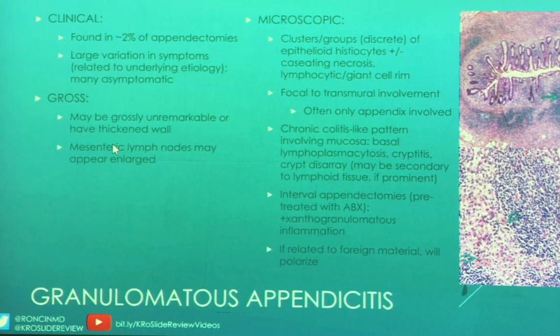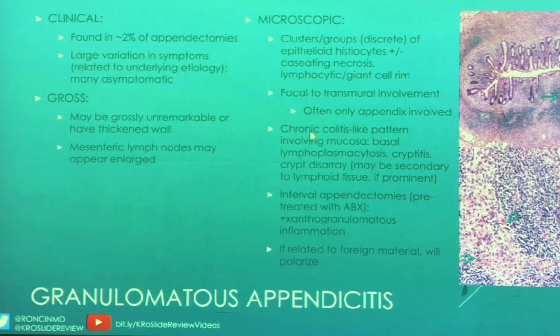This is inflammatory, it's reactive, and as we saw, you're going to have clusters or groups of these epithelioid histiocytes. You may or may not see caseating necrosis. In our case, I didn't really appreciate caseating necrosis, and they have this rim of lymphocytes, or even, I think, a few scattered giant cells in our case. It can be either focal or transmural, and often only your appendix is involved. So that's good to know that if you have an appendectomy that comes through and it has this granulomatous appendicitis, it's likely only involving the appendix.